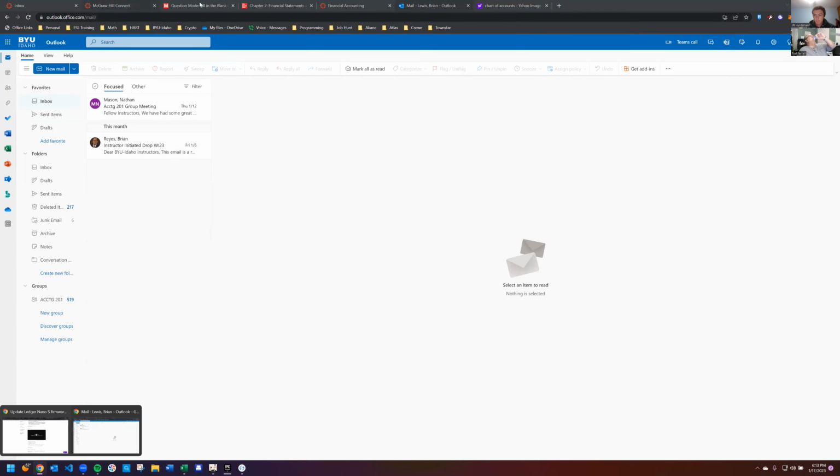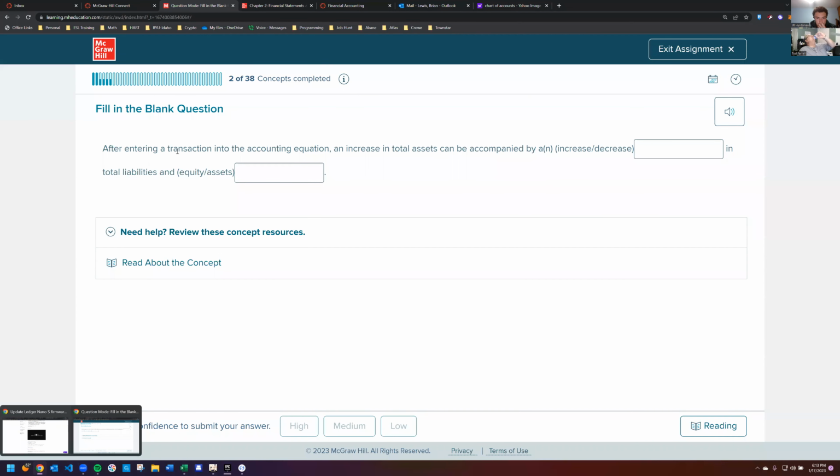While we're waiting for that, we'll just cruise through here and see if we can find some more. After entering a transaction to the accounting equation, an increase in total assets can be accompanied by an increase in liabilities and equity.